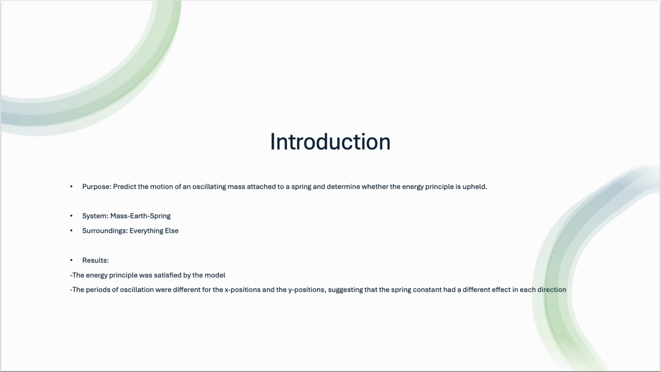So the purpose of this experiment was to predict the motion of an oscillating mass attached to a spring and to determine whether the energy principle was upheld. Our system was the mass and the earth and the spring, and the surroundings was just everything else. So the results, we found that the energy principle was satisfied by the model, and the periods of oscillation were different for the x positions and the y positions, suggesting that the spring constant had a different effect in each direction.